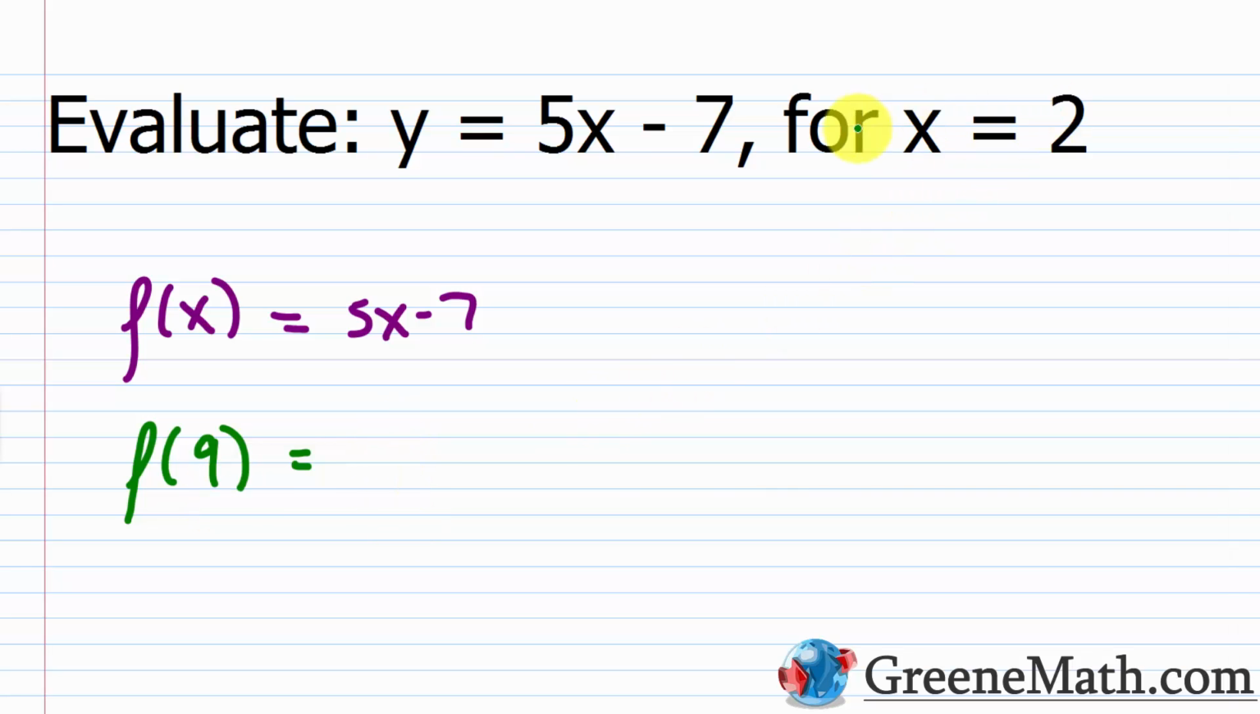It's just like if I said for x equals 9. It's the same thing, okay? So I'm going to have 5 times 9 minus 7. 5 times 9 is 45. Then if I subtract away 7, I get 38. So this equals 38. So again, f of 9 equals 38 is telling me that the function's value when the independent variable x is 9 is 38.